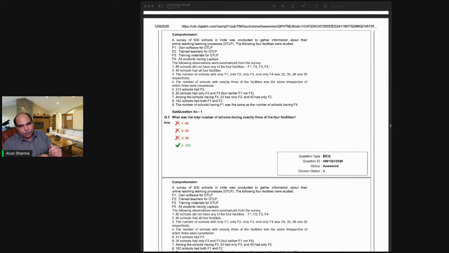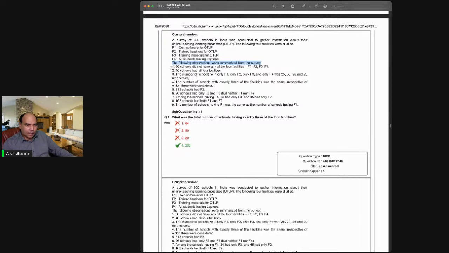So when I'm looking at this question, in my first reading, what are the indications that tell me that this is a set that I should do or not do? When I look at this, first of all, in the first reading: a survey of 600 schools was conducted to gather information about their online teaching processes. The following four facilities were studied: F1 own software, F2 trained teachers, F3 training materials, F4 all students having laptops. The following observations were summarized from the survey.